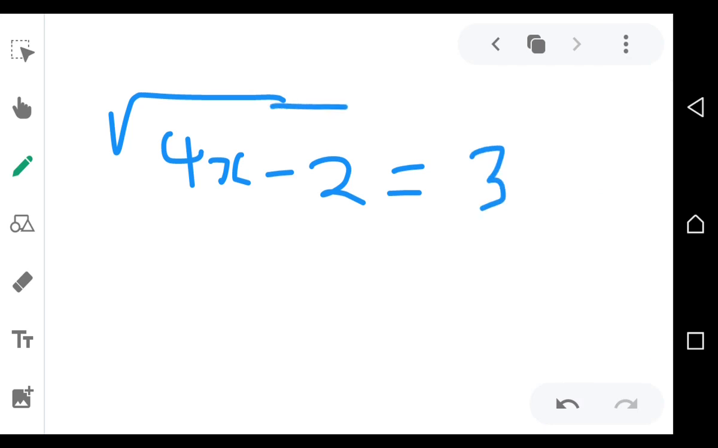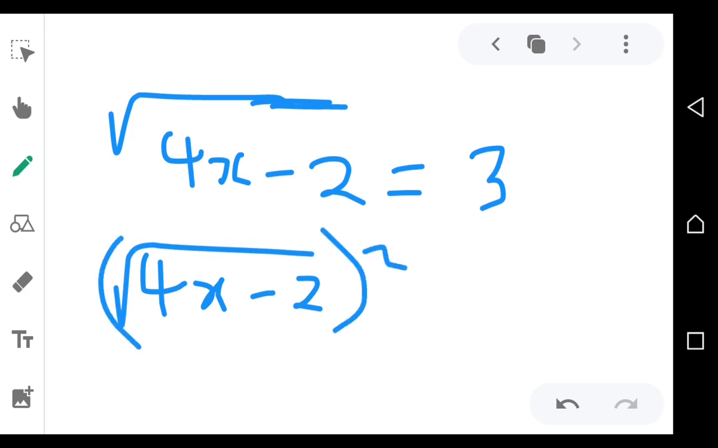When you reach here, you remember what to do. You remove the square root. You remember we said to remove the square root, you put this part in brackets. You square it. Even that side, what you put, you also put in brackets. We said this square cancels with this square root. What remains is 4x minus 2.